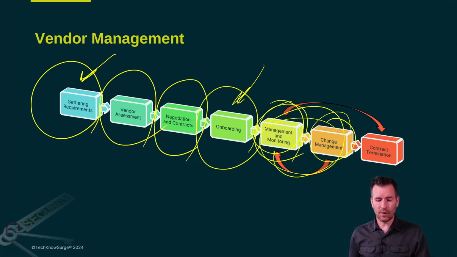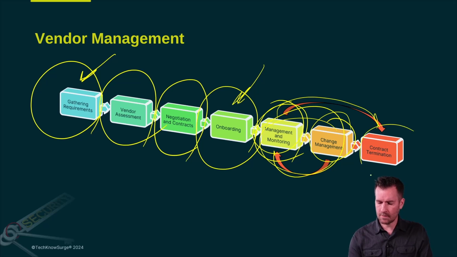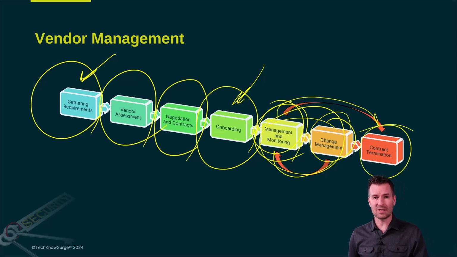And then at some point in time, we're probably going to terminate that contract. Usually relationships don't last forever. Some of them last for a really long time. Some of them are a very short period of time, but there is some sort of a contract termination at the end of when this partnership or relationship is about to end.